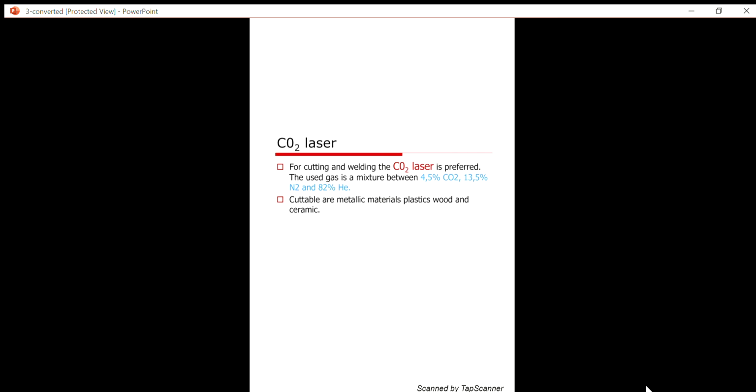We are discussing CO2 lasers. For cutting and welding, the CO2 laser is preferred. The gas used is a mix of 4 to 5% of CO2, 3.5% of N2 and 82% of helium. Cuttable materials are metallic material, plastic, wood and ceramic.